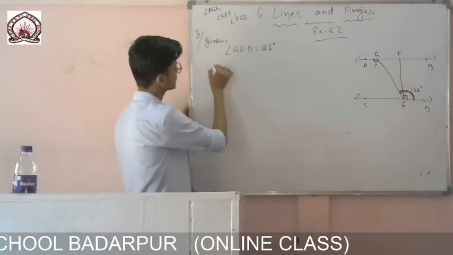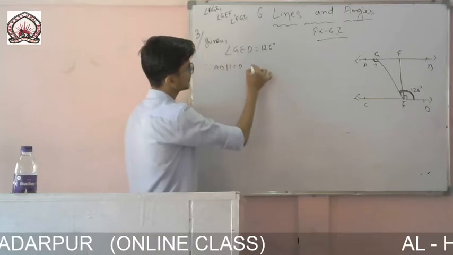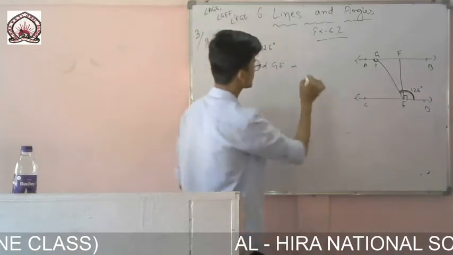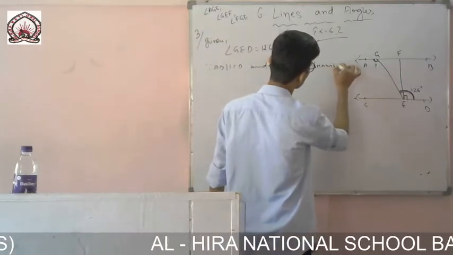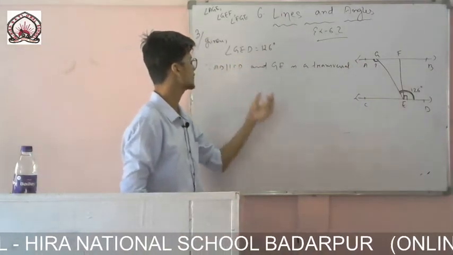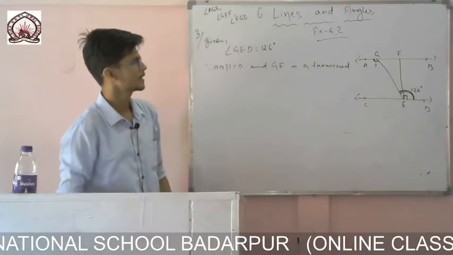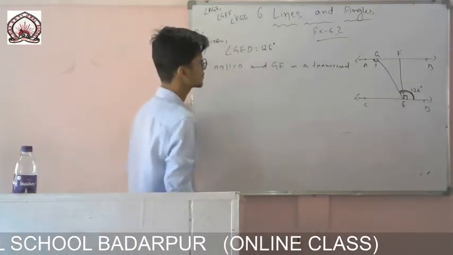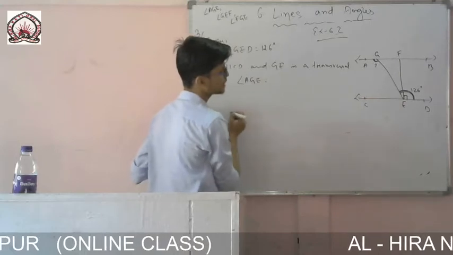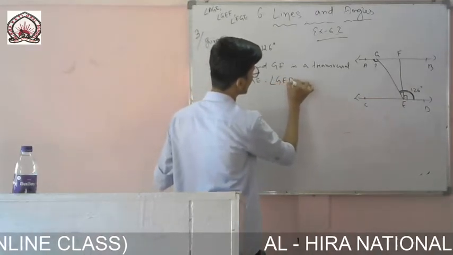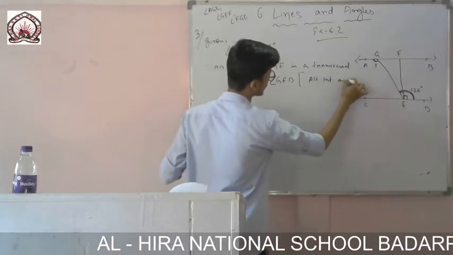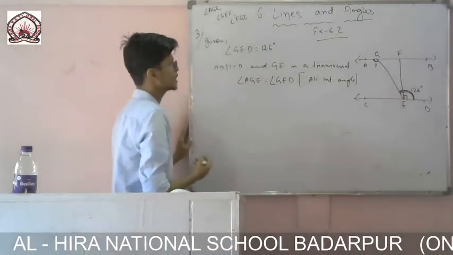So let me write like this: since AB is parallel to CD and GE is a transversal. What is given I have written: AB parallel to CD and GE is a transversal. So I can write angle AGE will be equal to angle GED, and the reason will be alternate interior angles. You write it in full: alternate interior angles.